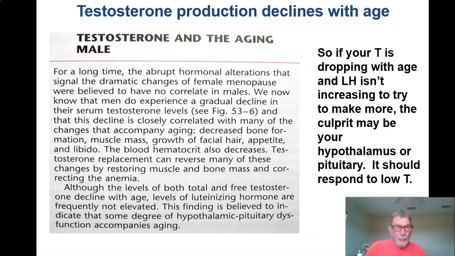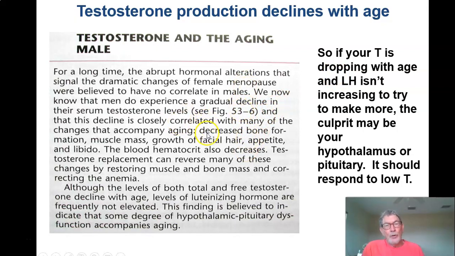Testosterone does decline with age. It's not an abrupt thing like menopause in females, which usually happens over the course of a couple of years in the early 50s, where you stop making estrogens at all from the ovaries. With males, it's a more gradual thing, but males will have some hot flashes. Males will have decreases in testosterone. Usually it's not enough to make them infertile. Like I say, older guys sometimes father kids.